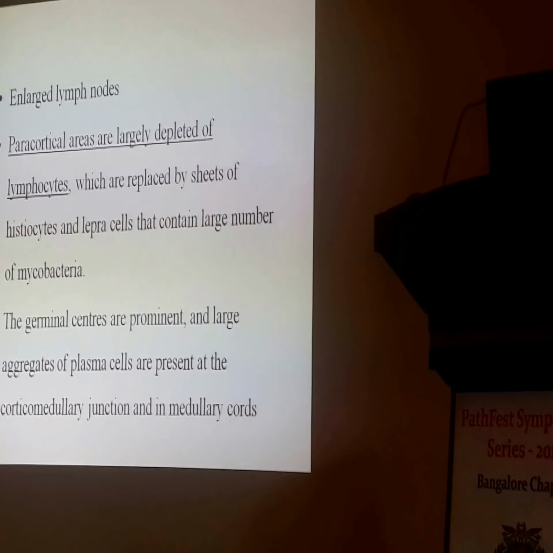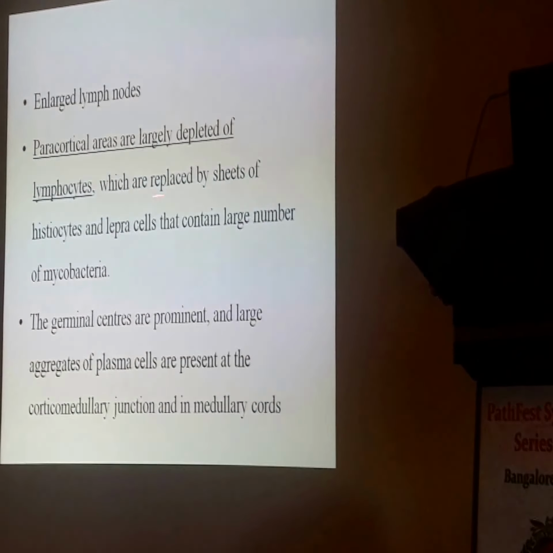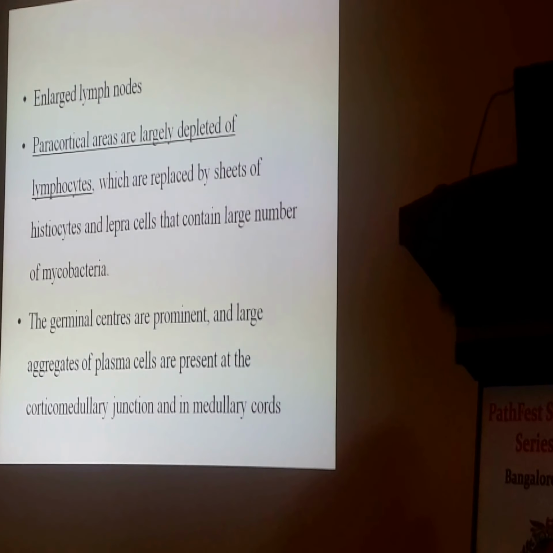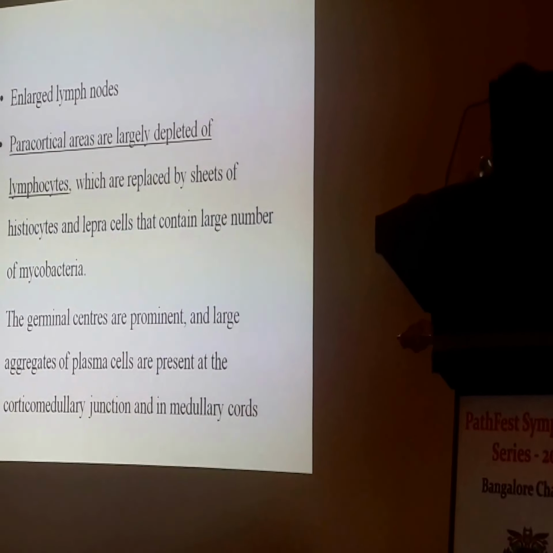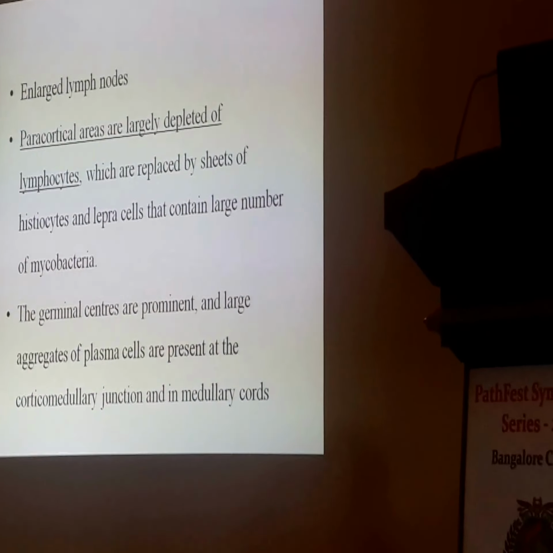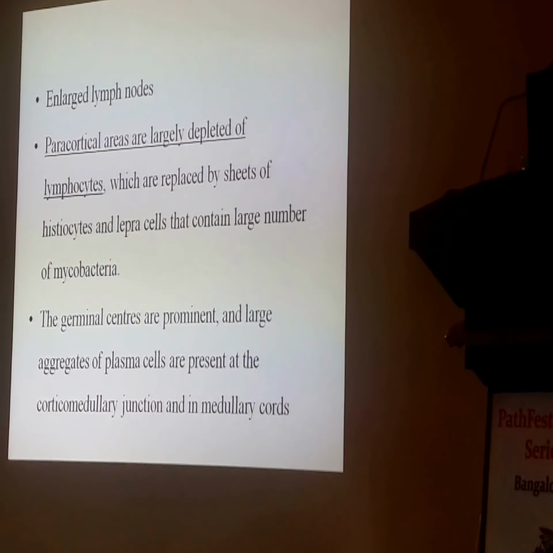So the paracortical areas, that is what's enlarged lymph node, depleted of lymphocytes, and they are replaced by sheets of histiocytes and lepra cells, the typical morphologies. Then germinal centers are prominent. So we could see 1 or 2 follicles with prominent germinal centers. Plasma cells, I think I didn't show you, there are plenty of plasma cells. Next.